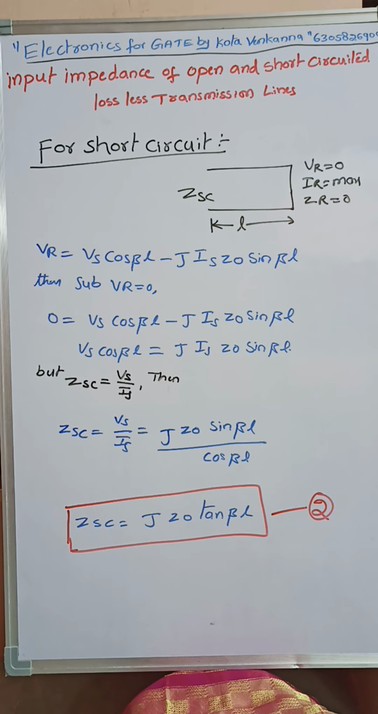From equation 1 and equation 2, these two equations show that the input impedance of an open and short circuited lossless transmission line is a pure reactance. The value of the reactance can be changed by changing the electrical path length, that is beta L. So the input impedance and reactance values change by changing the value of the electrical length beta L. These two equations are the input impedances of open and short circuited lossless transmission lines.